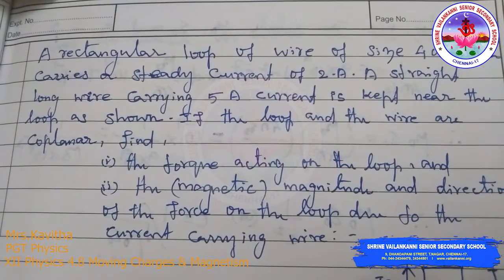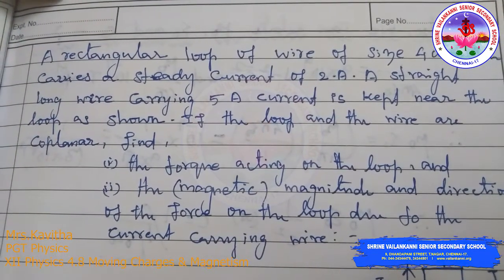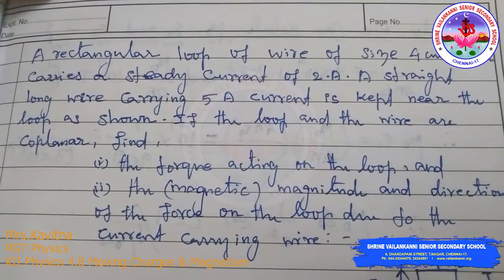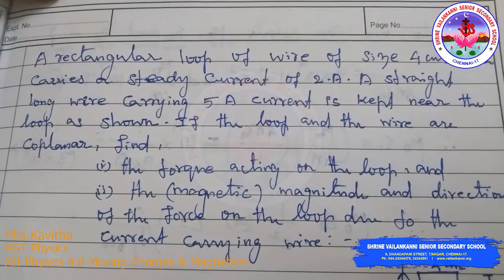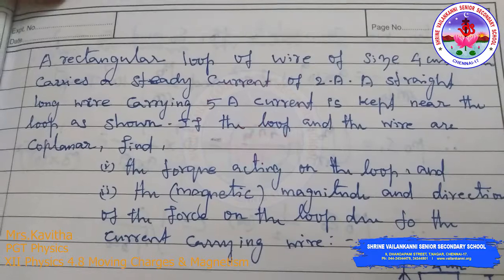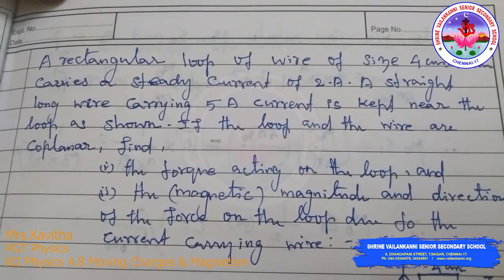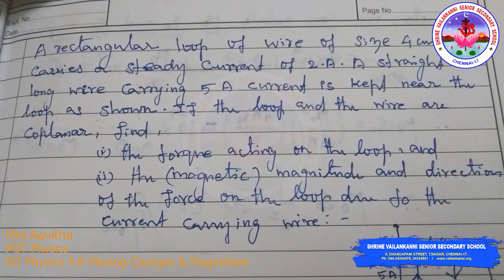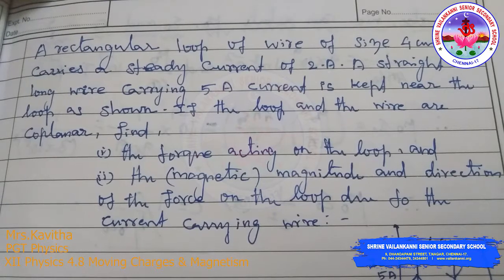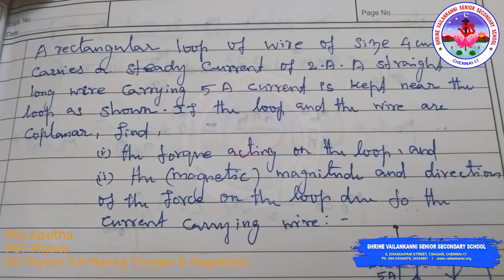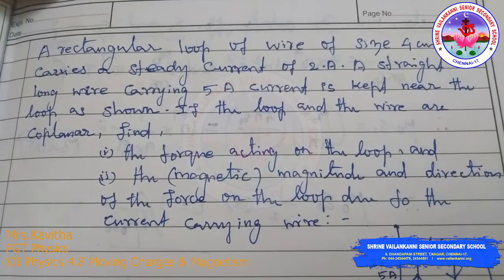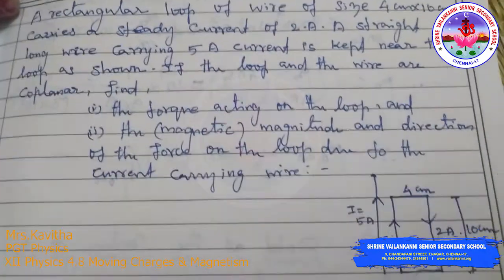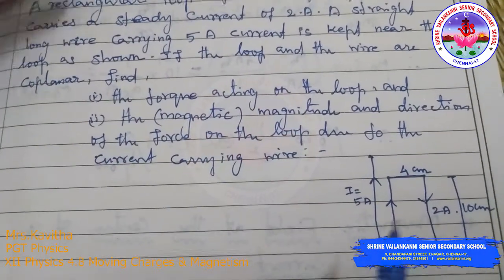Next sum. A rectangular loop of wire of size 4 centimeter into 10 centimeter carries a steady current of 2 ampere. A straight long wire carrying 5 ampere current is kept near the loop as shown in the diagram. If the loop and the wire are coplanar, find the torque acting on the loop and the magnitude and the direction of the force on the loop due to the current carrying wire. See the diagram, case 1 and 2 they have given.